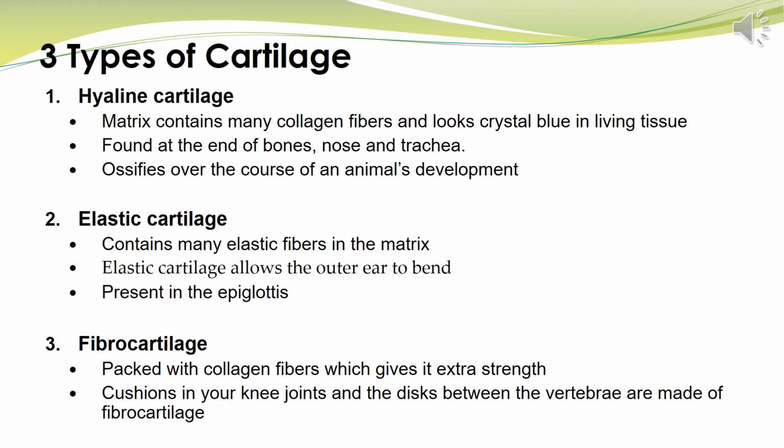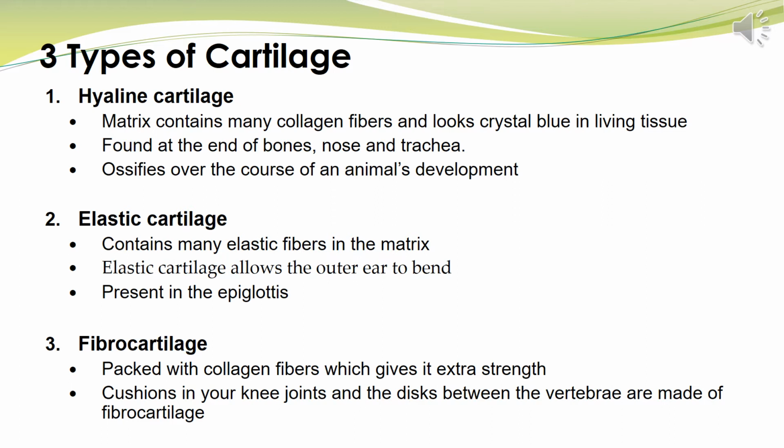There's elastic cartilage, which contains many elastic fibers in its matrix, which means it is very bendable but doesn't break. And this, of course, allows for the outer ear to bend and is also present in the epiglottis. And the epiglottis is pretty much just an organ which keeps food from going into your trachea and going into your lungs.